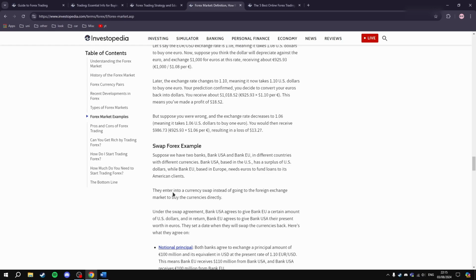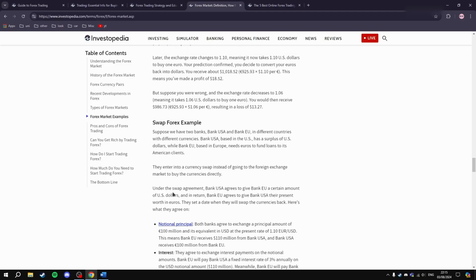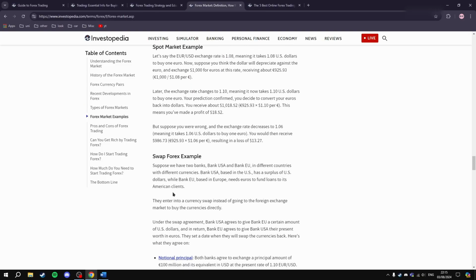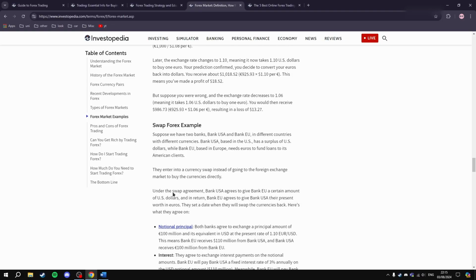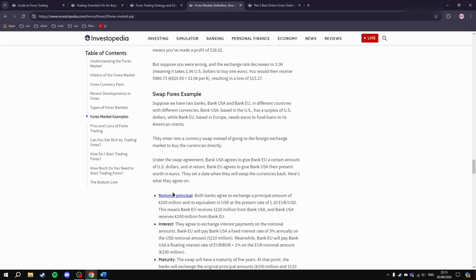receiving almost 925.93 euros. Later the exchange rate changes to 1.1, meaning it now takes 1.1 USD to buy 1 euro. Your prediction is confirmed. You decide to convert your euros back into dollars. You receive about 1,018.52. This means you've made a profit of $18.52.